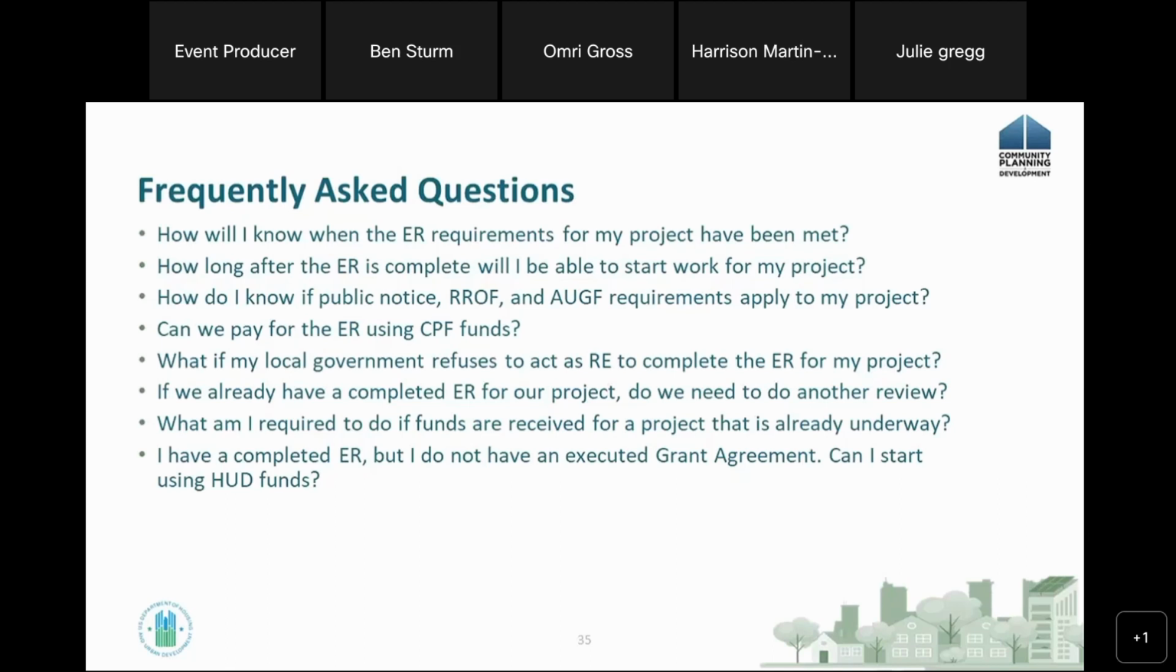The next question is, what am I required to do if funds are received for a project that is already underway? So if you've received funds for a project that's already underway, or a grant for a project that's already underway, which we have seen a lot of, the best practice is to stop all physical work after the federal nexus until an environmental review is completed for the aggregated project.